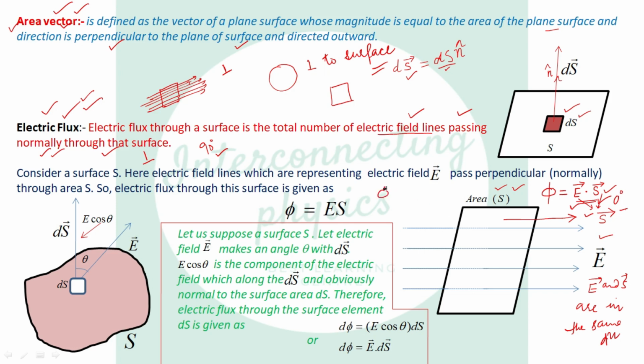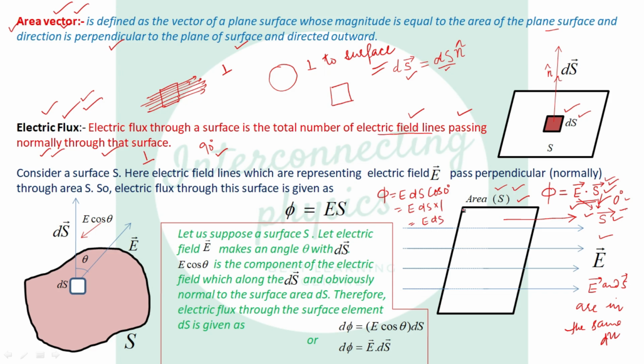So it means the angle between E vector and S vector is 0 degree. So phi equals E dS cos 0 degree, because when you open the dot product we open it as E dS cos theta, and theta here is 0 degree because the direction of the electric field vector is normal to the area and the area vector is also normal to the area. Both are perpendicular to the area. It means the angle between electric field vector and area vector is 0 degree. Then E dS cos 0, and cos 0 is 1. So the answer is E dS.